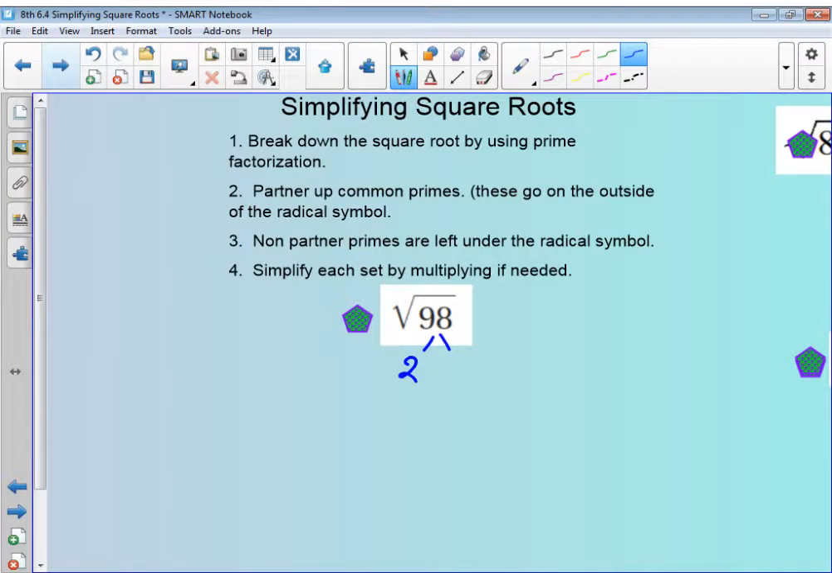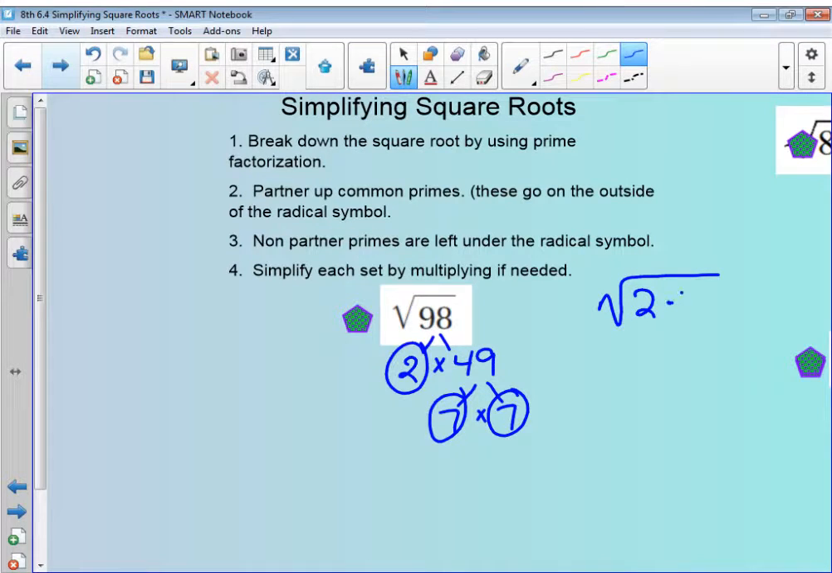So 2 times 49. 2 is prime. 49 breaks down to 7 times 7. 7 is prime. It cannot be broken down any further. So what am I left with? 2 times 7 times 7. Okay, so I wrote out everything in order. I'm now going to see if I have any pairs.